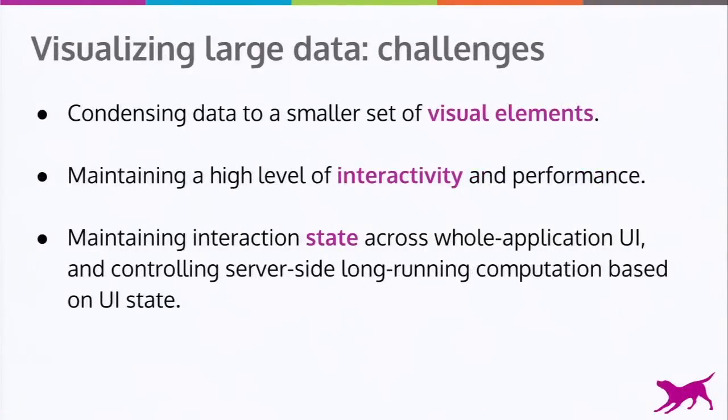So what are the challenges in visualizing a large data set like this? We need to condense that data to a smaller set of what I'm calling visual elements. Visual elements is kind of hand-wavy. What I really mean is some kind of a code or an object representation of what's going to get shown on the screen at a higher level than just raw data. And then maintaining a high level of interactivity and performance in the face of crunching through 21 gigabytes of data. That's kind of challenging. And then maintaining interaction state across the whole application UI while controlling a server-side long-running computation that's based on the UI state.